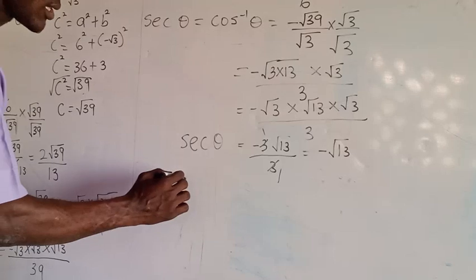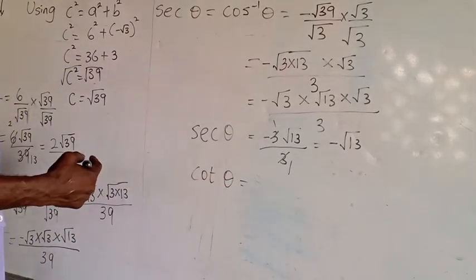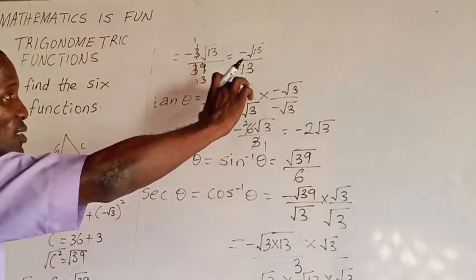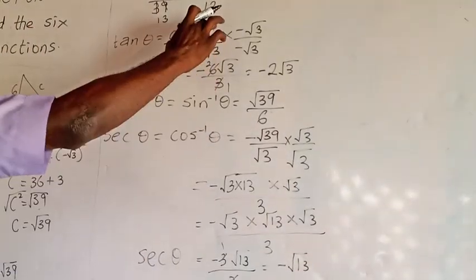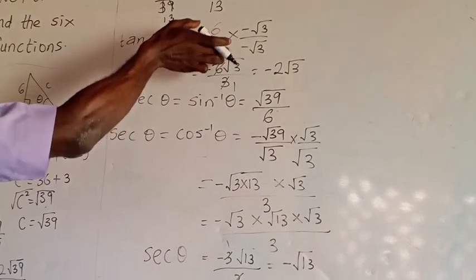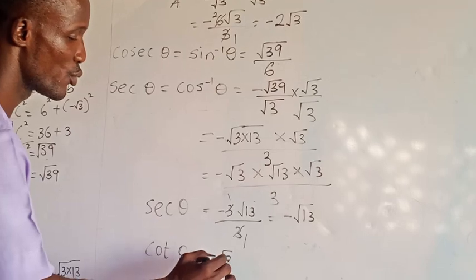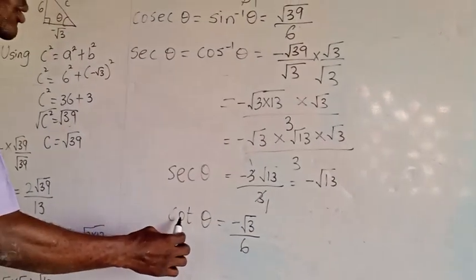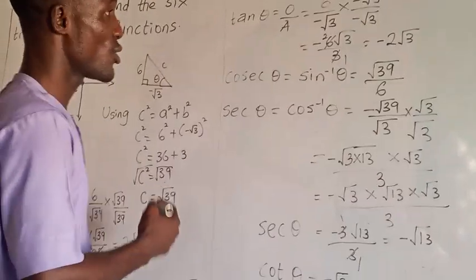And the last but not the least is actually cot theta, which is the inverse of tan theta. So we are using this value, 6 over negative root 3. Let us just swipe it. That simply means we need to have minus root 3 over 6. So this gives us cot theta. This brings us to the end of the solution to this problem.